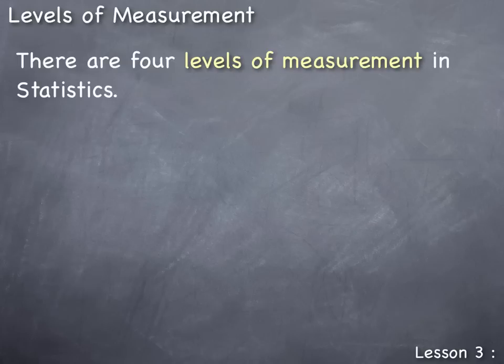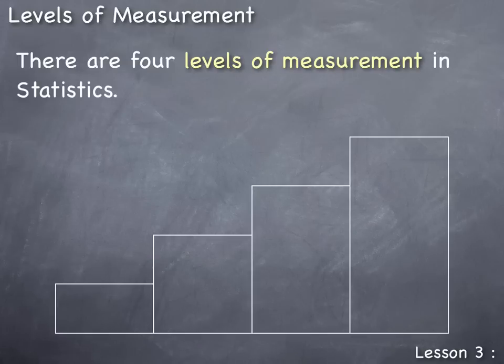There are 4 levels of measurement in statistics. The lowest level of measurement is called the nominal level. The next higher level is called the ordinal level. The next higher is called the interval level, and the highest level of measurement is called the ratio level.